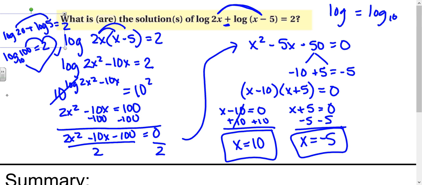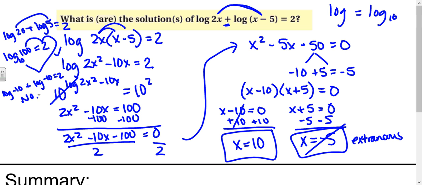So we have log of negative 10 plus log of negative 5 minus 5 would be negative 10 equals 2. But remember, it's impossible to take the log of a negative number, so this one is not going to be an answer. So this one is going to be extraneous. So the only answer would be x equals 10.